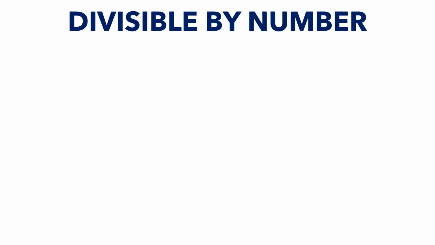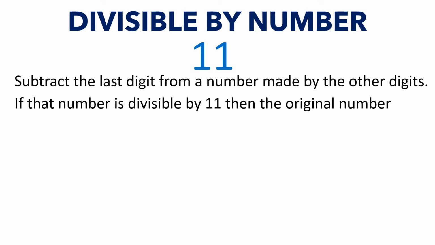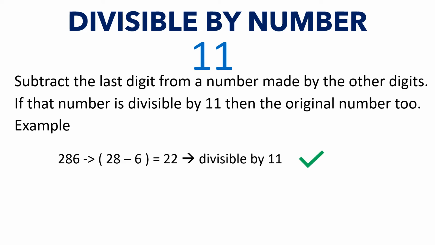Another rule for divisibility by 11. In this rule, we subtract the last digit from a number made by the other digits. If that answer is divisible by 11, then the original number is too. Let's look into an example. Number 286. 28 minus 6, that is 22, and it is divisible by 11, so the number 286 is divisible by 11.